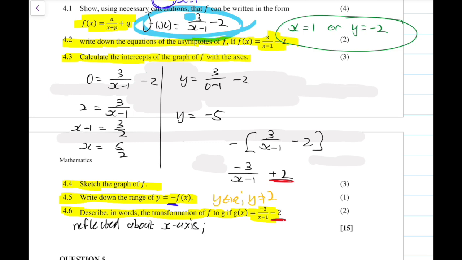Then what else did you do? We've gone from 2 to minus 2, which means we must have shifted the graph. If you subtract 4 from the end here, that's how you get to this minus 2. So you shift the graph 4 units down.